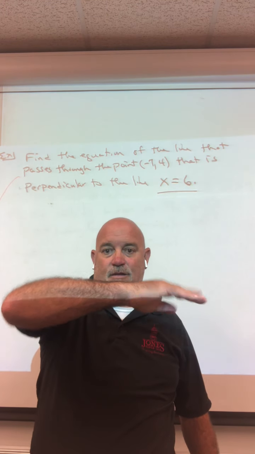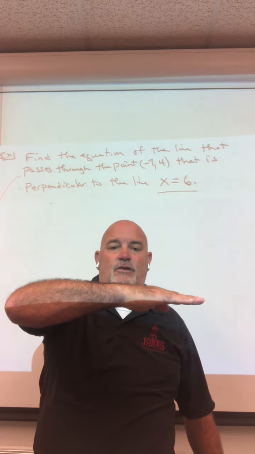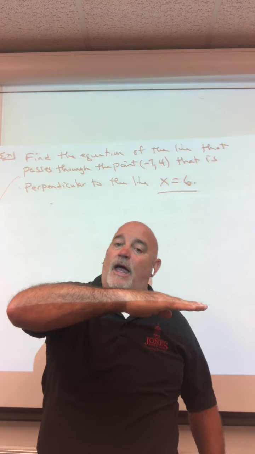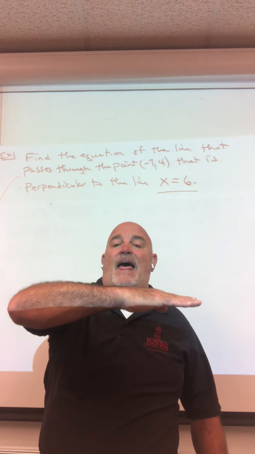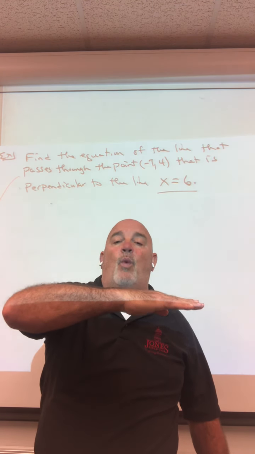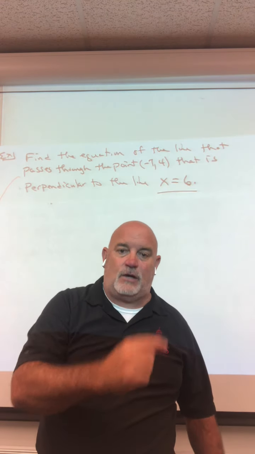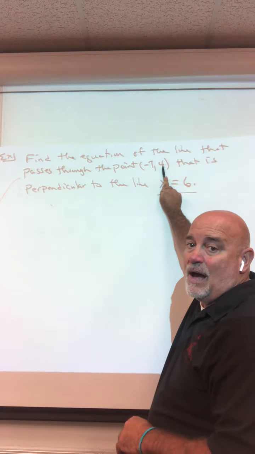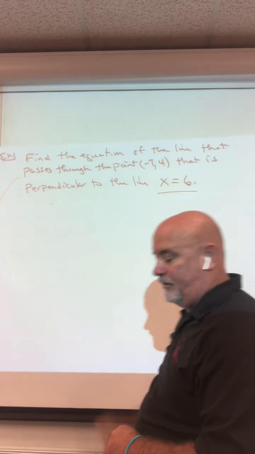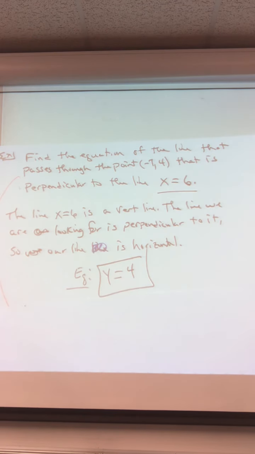Horizontal. Now, if my line is horizontal, I don't have to use the point slope formula. And the reason is, if my line is horizontal, my line will have just a y in it. So my answer is going to be y equals some number. And that number is whatever your y number in your ordered pair is. So it's y equals 4.